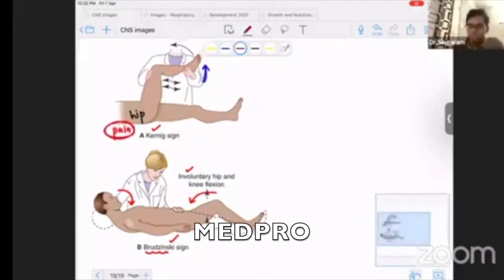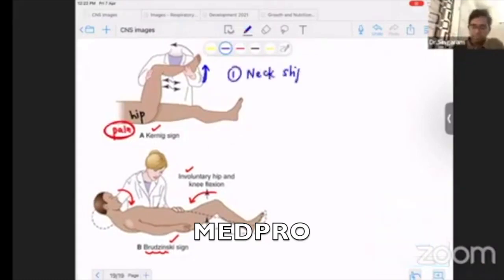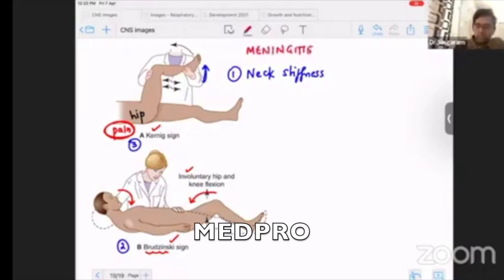So three important signs which you should remember. One is the neck stiffness. Number two is the Brudzinski sign. And number three is the Koenig sign. All these three are what we call the signs of meningeal irritation. And whenever you have a patient with fever and any of the signs of meningeal irritation, your diagnosis is going to be meningitis. I hope all of you are able to follow this, fine. That is the next topic which we are going to discuss, which will be about meningitis.